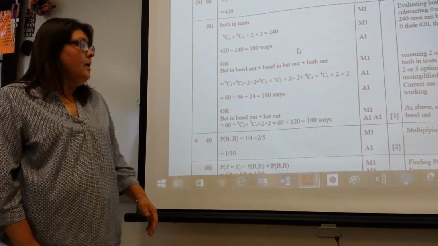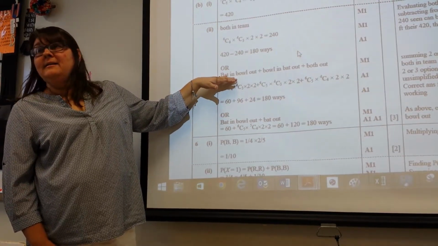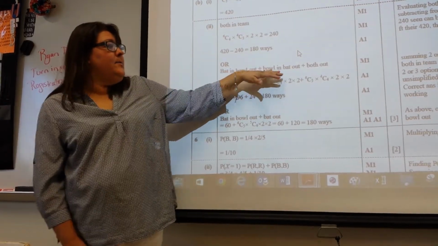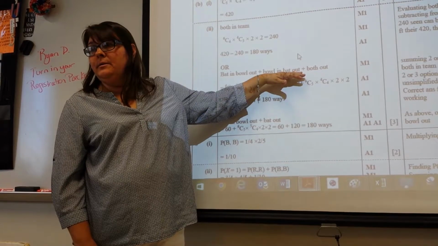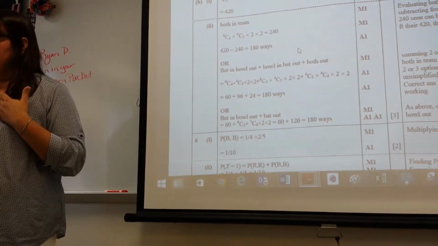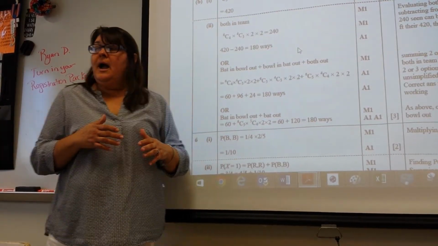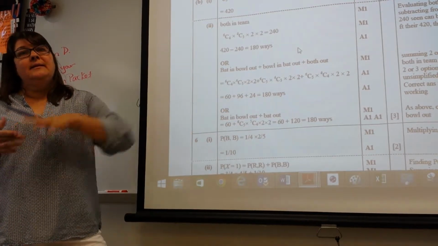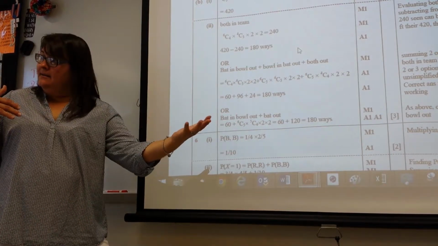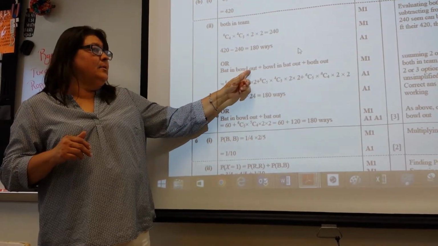Or, this is another way. If the bat guy is in, the bowler guy is out. Or, if the bowl guy is in, the bat guy is out. Or, they're both out. This is the way I would have done this problem. I would have said, let's look at every scenario that could happen. If the bat guy is in, then the bowler guy can't be in. But if the bat guy is not in, then the bowler guy is in. Does that make sense?